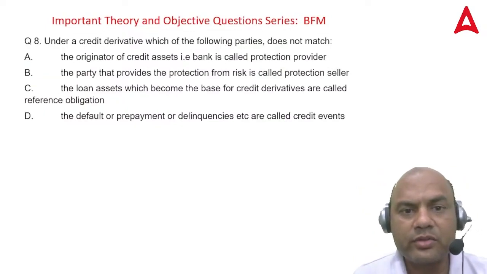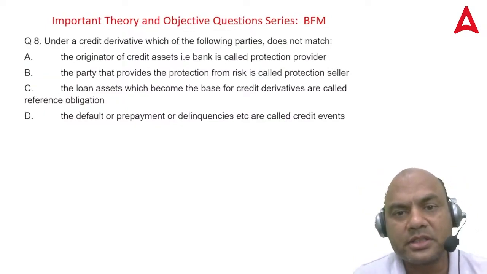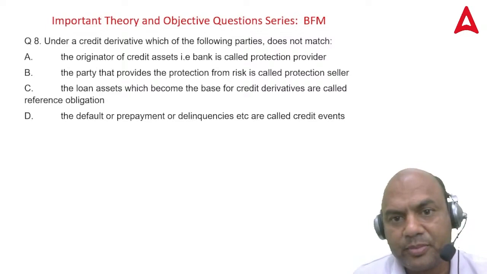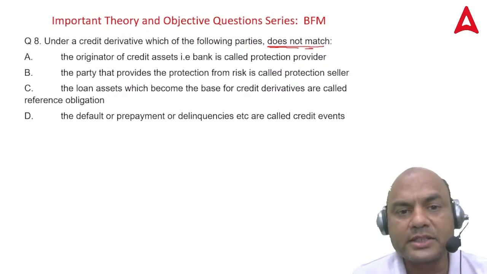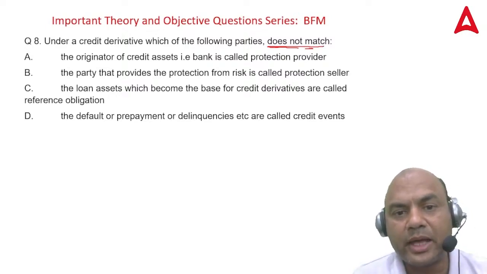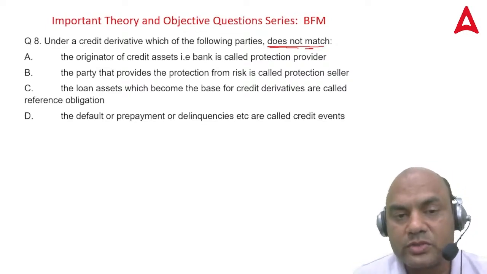Under credit derivative, which of the following parties does not match? Which of the following parties does not match? The originator of the credit assets, that is bank, is called protection provider. Now we want the false one.